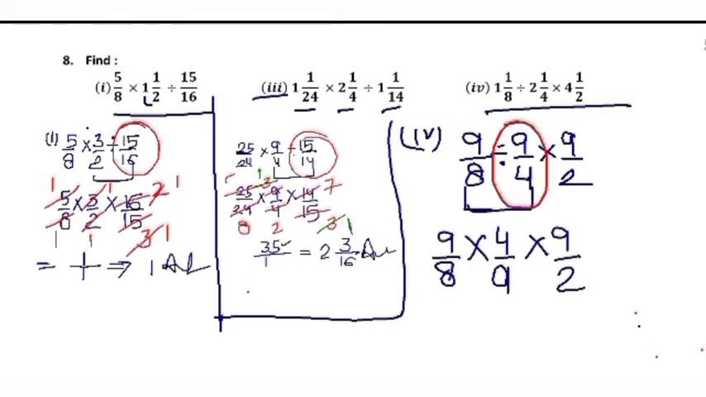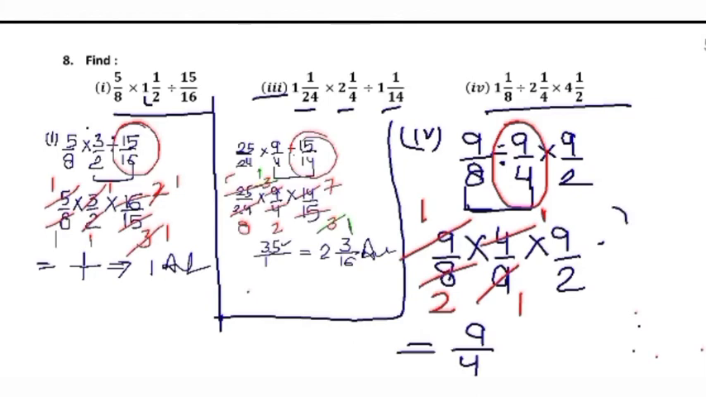Check the numerator and denominator. Are they divisible by any same number? Yes, this 9 and this 9. 9 1s are 9, 9 1s are 9. Okay. This 4 and this 8. 4 1s are 4, 4 2s are 8. Now in numerator you have 9 1s are 9, upon 2 2s are 4.